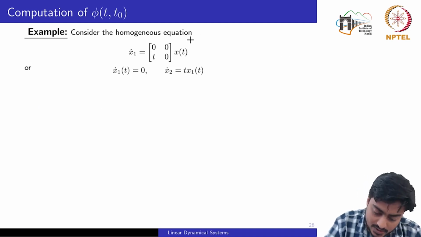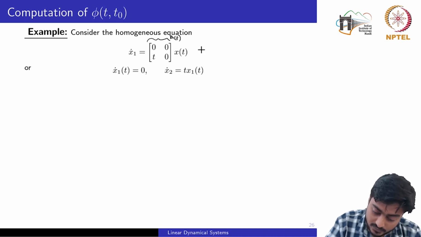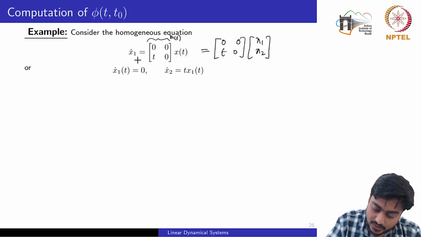Let's say we have this homogeneous equation where this is the A matrix. Now I can write this complete state equation as two differential equations, that is x1 dot is equal to 0 because the first row is equal to 0, and x2 dot is equal to t into x1. So we can see in detail, like this x1 and x2. So this says that x1 dot is equal to 0 and x2 dot is basically t into x1, right?